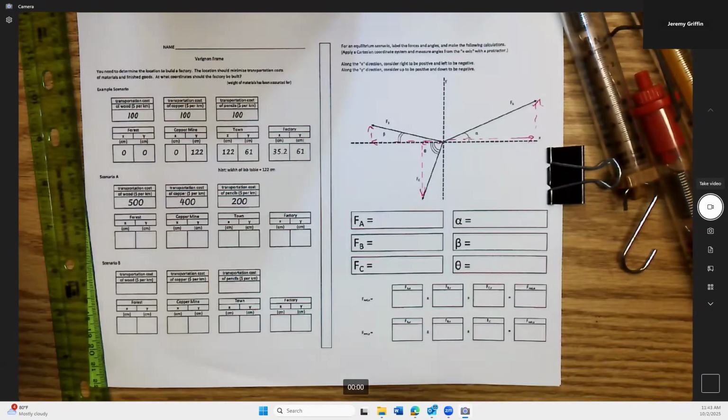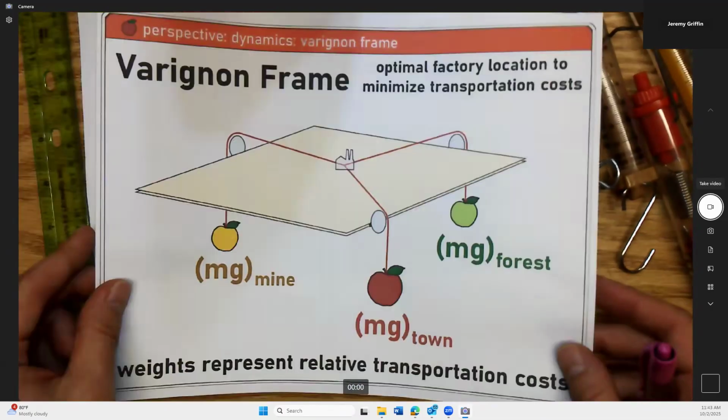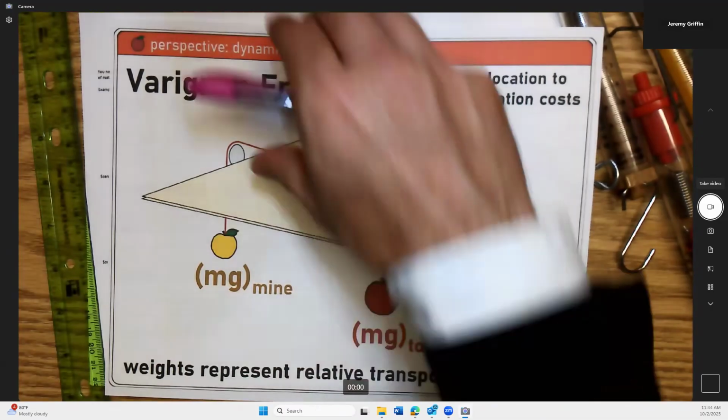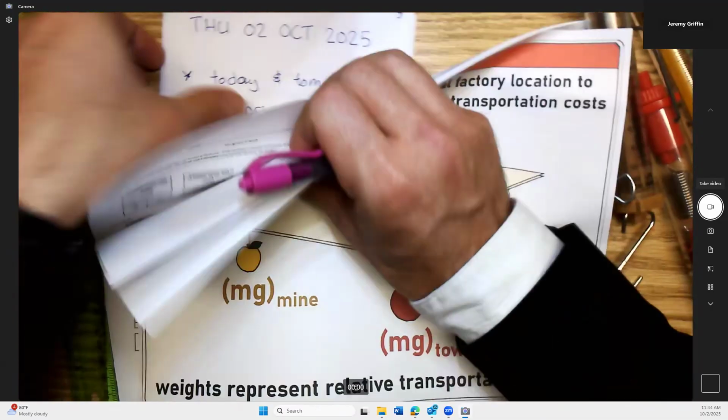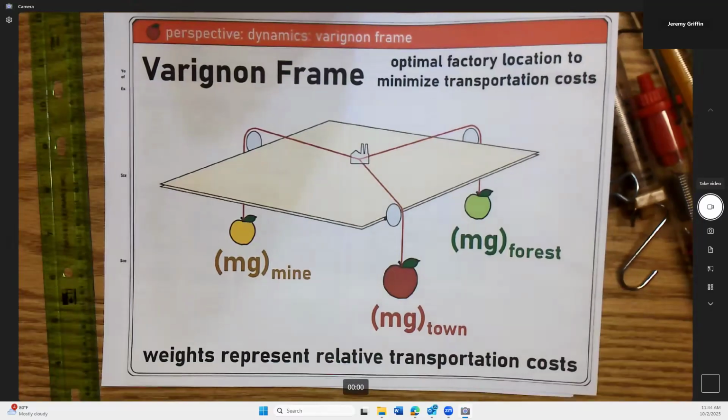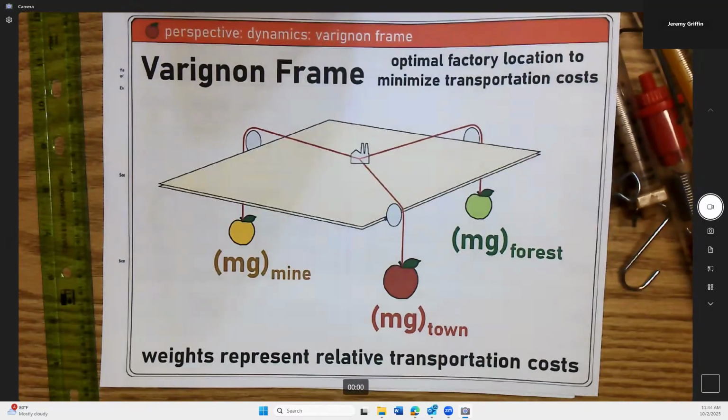Any question? All right, you guys have today and tomorrow. You've got a spring scale lab and a Varignon frame. If you finish early, you can work on your take-home quiz, which is due on Monday. I will walk around and help you guys out.